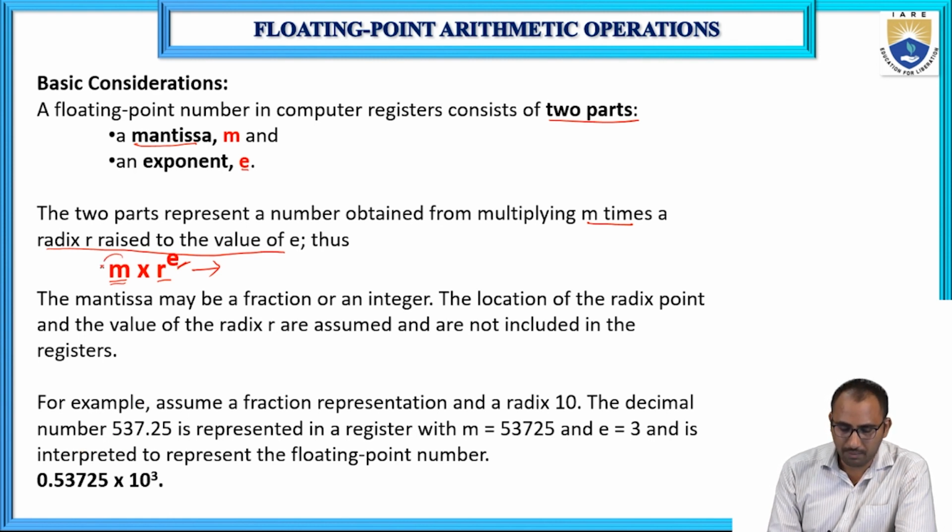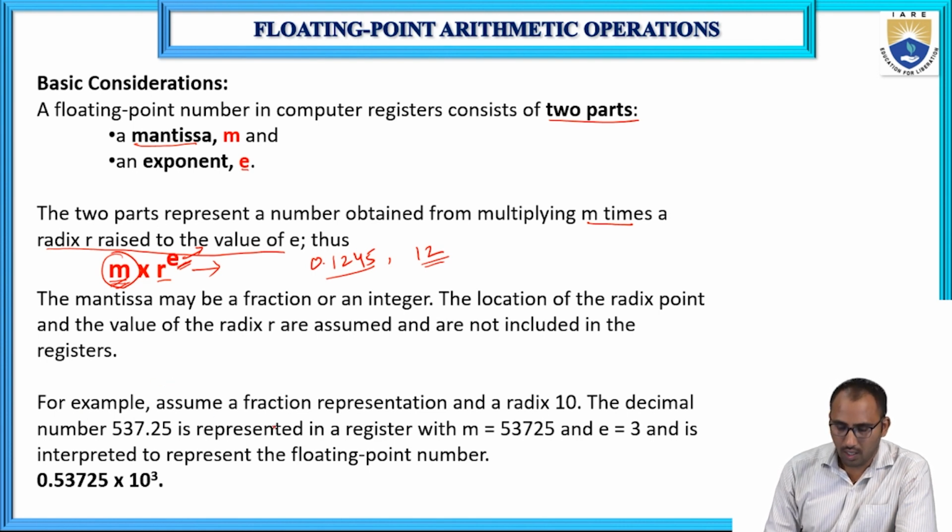Here, the mantissa m could be an integer value or a floating value, that is, a decimal value like 0.1245 or something similar. Sometimes we can also represent the mantissa in integers or decimal fractions. Coming to the exponent, it should be an integer. It should not be a floating point number. In this way we can represent floating point numbers.